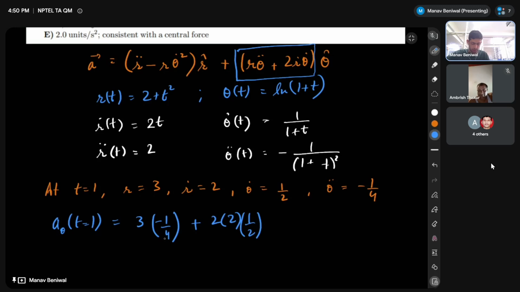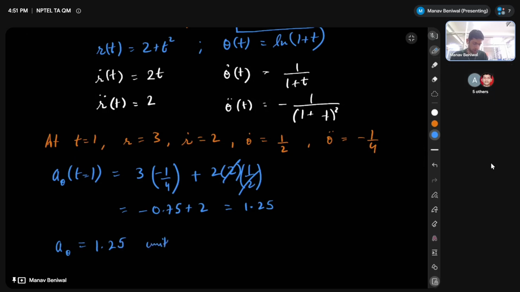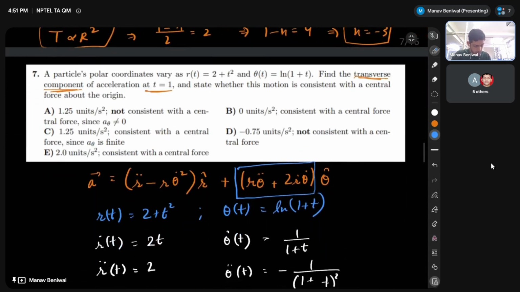Right. So this becomes, so these two cancel out and this becomes minus 3 over 4. So minus 0.75 plus 2, which is equal to 1.25, right? So my a theta is equal to 1.25 units. Okay, so it is either option A or option C, right?